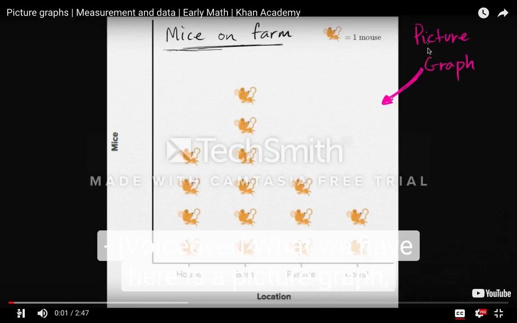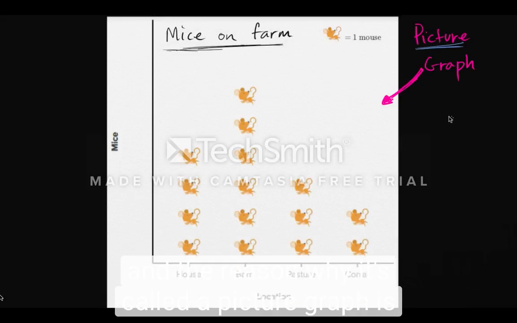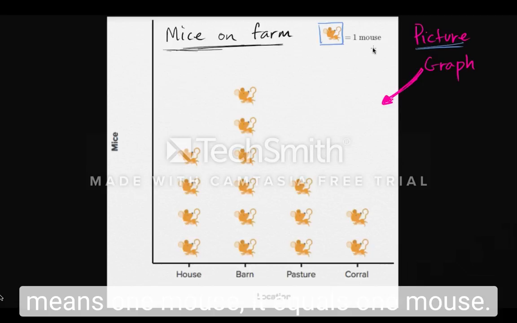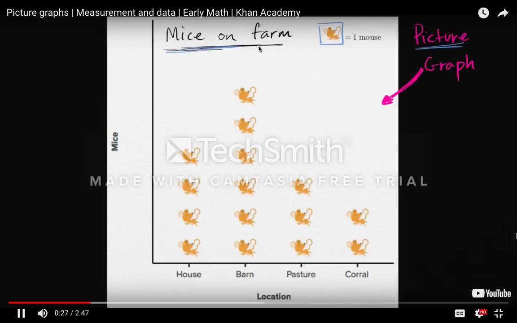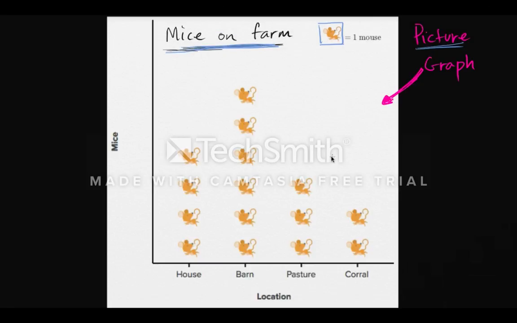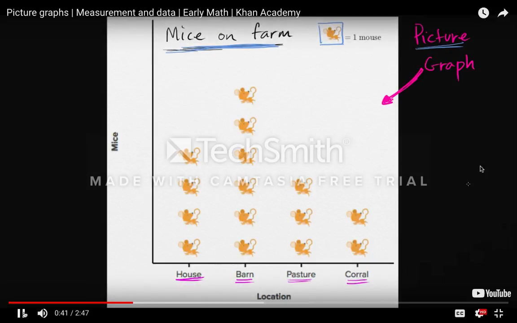What we have here is a picture graph. And the reason why it's called a picture graph is because it uses pictures to give us information. In this case, it uses the picture of a mouse. And it tells us that one of these little mouse pictures means 1 mouse. It equals 1 mouse. So what is this picture graph telling us? Well, the title says Mice on Farm. So this tells us how many mice are in the different places in a farm. And you could see here the different places where we might find mice. We could find mice in the house, in the barn, the pasture, or the corral.